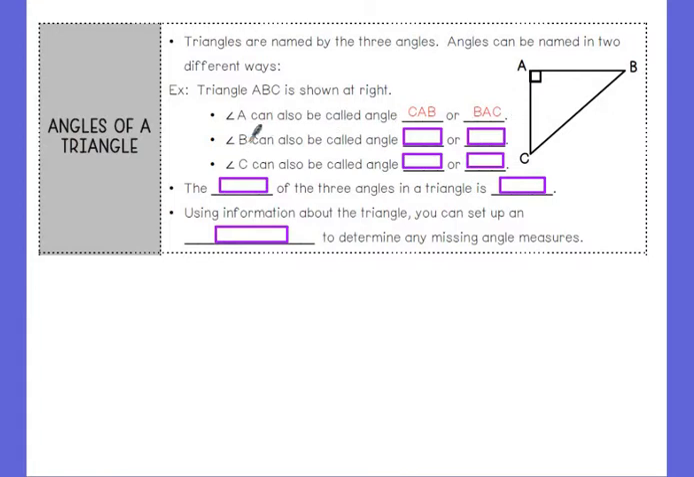So another way to call angle B could be ABC or CBA, as long as B is in the middle. All 3 of these is representing this B angle. Then lastly, angle C, obviously I could name it angle C, or ACB, or BCA. All 3 of those are ways to indicate this angle measure.